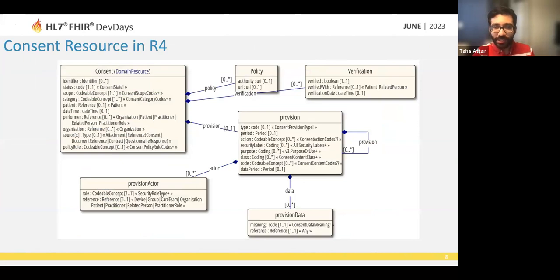Here is the same resource, but with the other kind of diagram. Again, the key thing to note here is that all the useful parts, at least for our purposes for the tutorial, are in the provision and the nested provisions within it. Everything else is essentially metadata that does not affect the working of the consent.